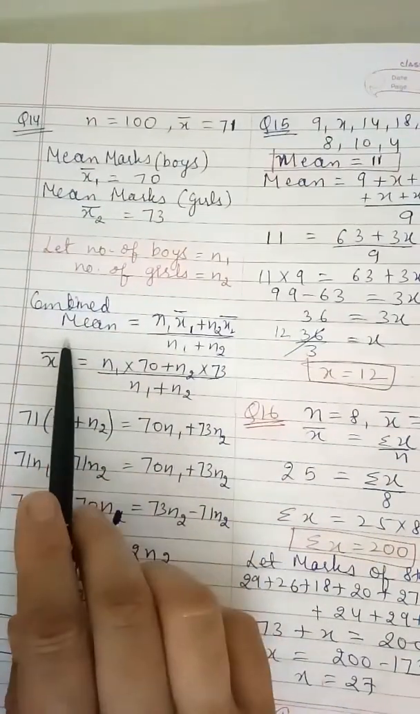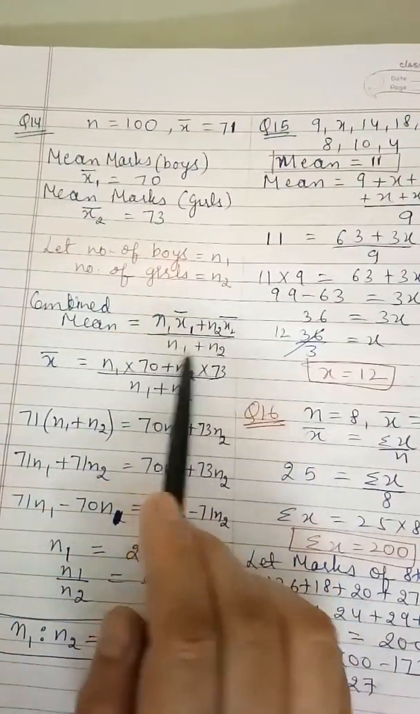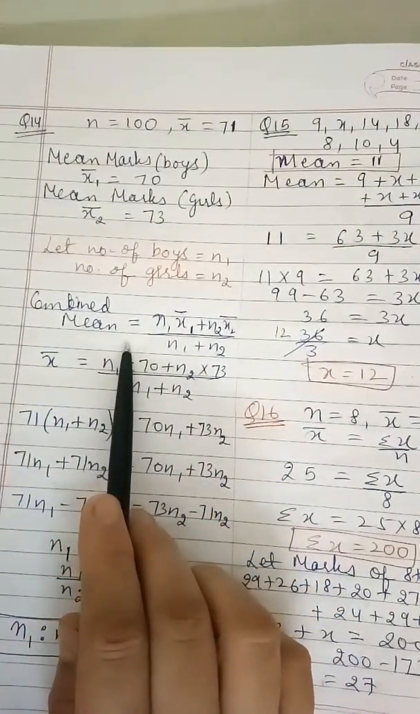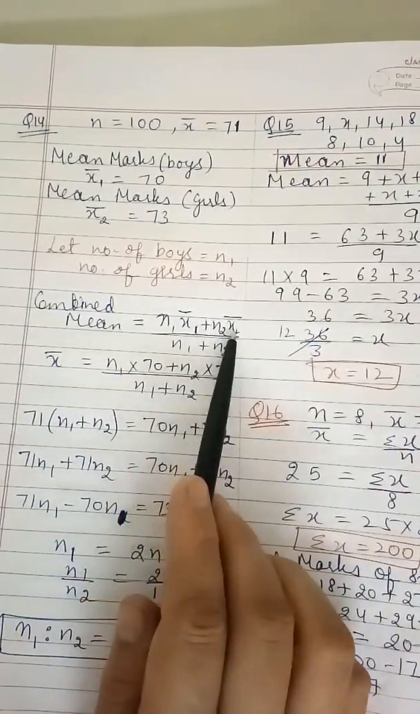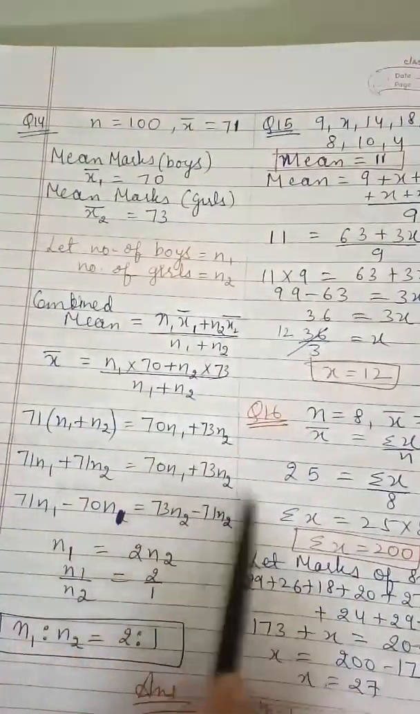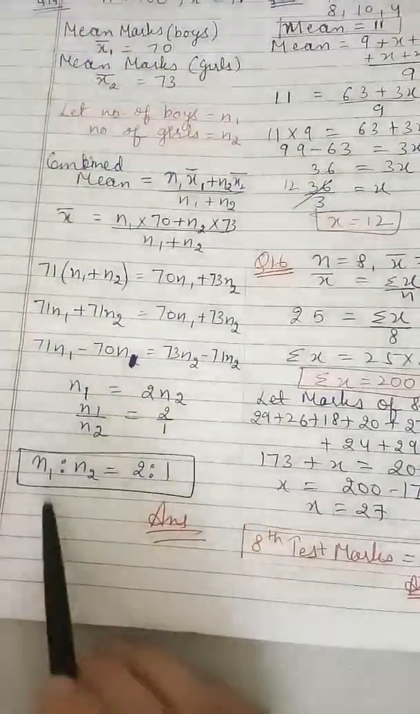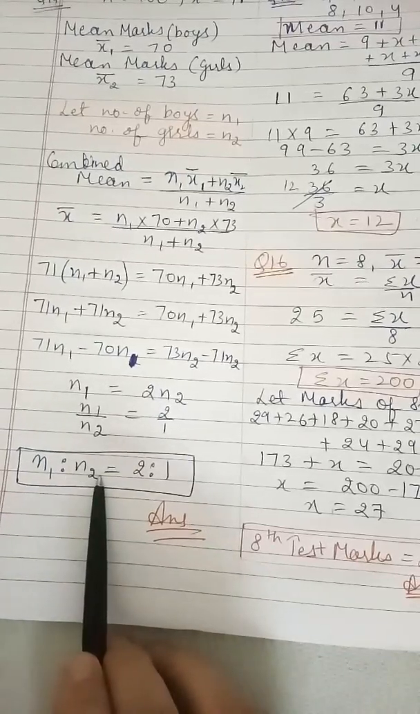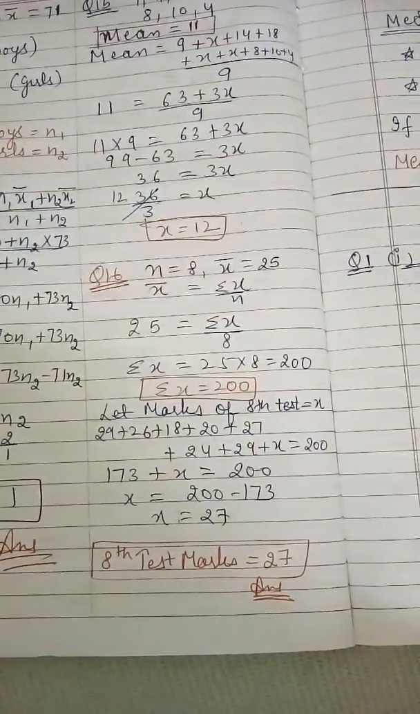Here we can use the formula of combined mean: n1 x1 bar plus n2 x2 bar over n1 plus n2. So put the values. This is a formula that you will learn, and you can put all the values of x bar, x1 bar, and x2 bar, and afterward we will calculate the ratio n1 to n2, which means the ratio between boys and girls, which you are supposed to solve in the question. The 15th is easy.